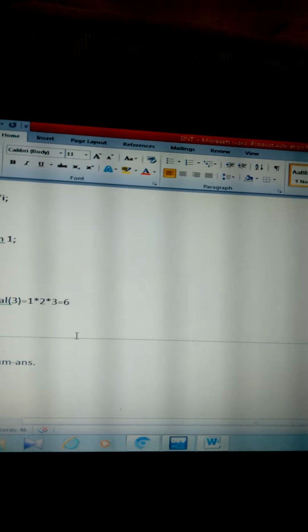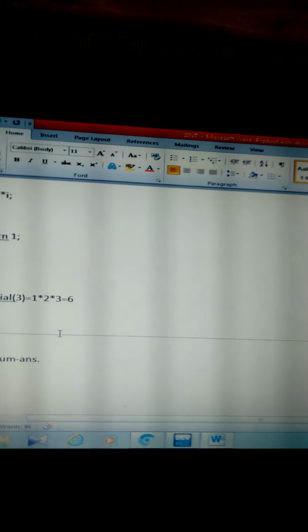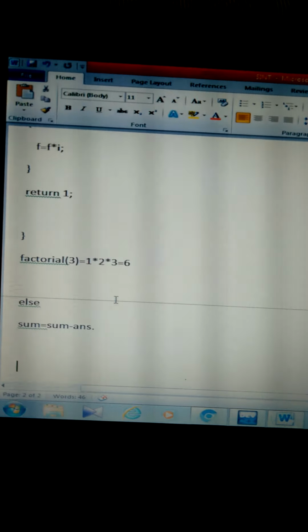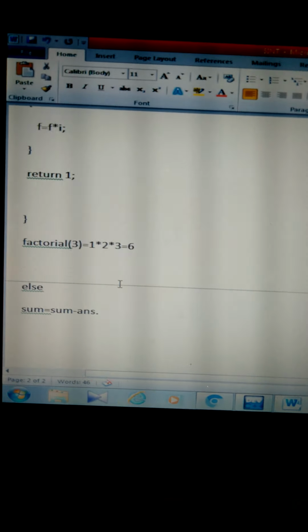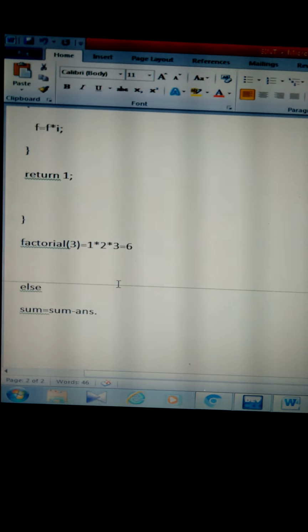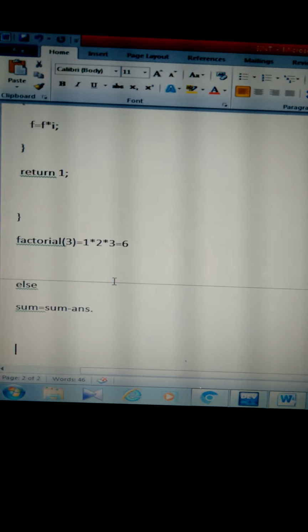I hope you have understood. Thank you. We got the same values as by executing the program.